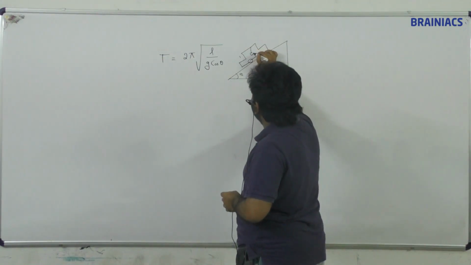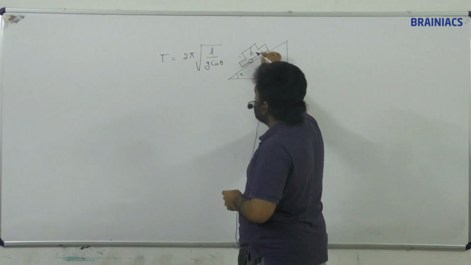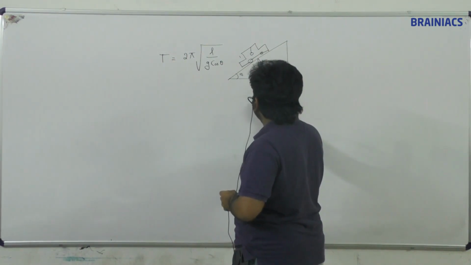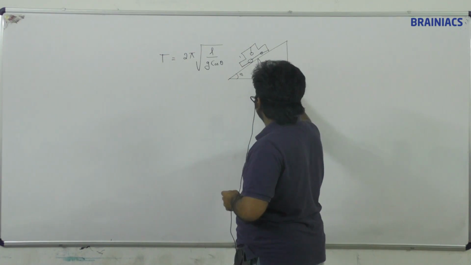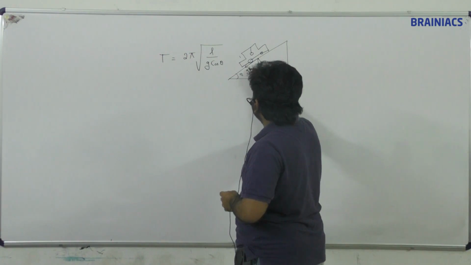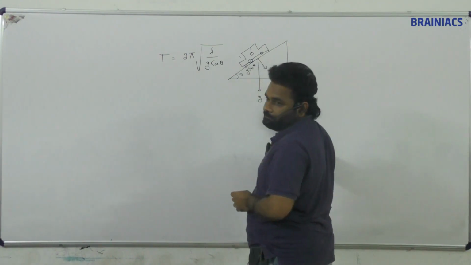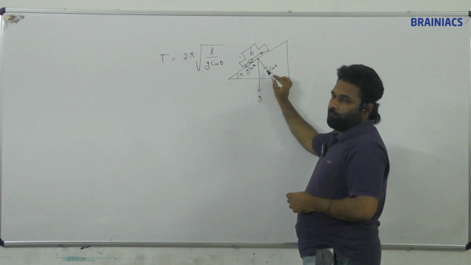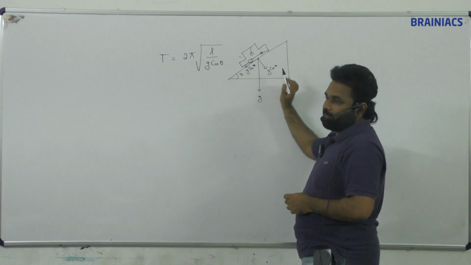Suppose this is the inclined plane, this is theta, and the car is coming. Here there is a simple pendulum. g will be acting in this direction. This is going to be g cos theta and this is going to be g sin theta. We are interested in the perpendicular component.